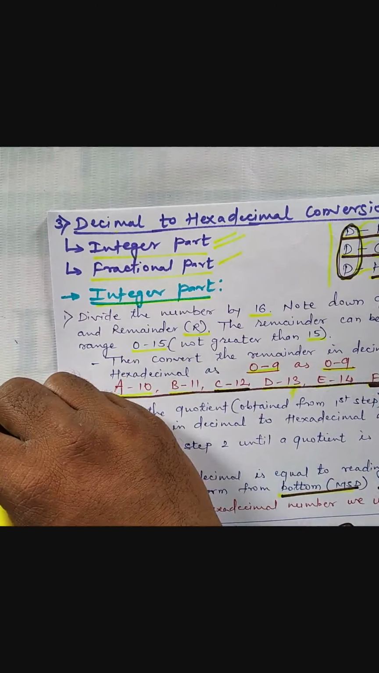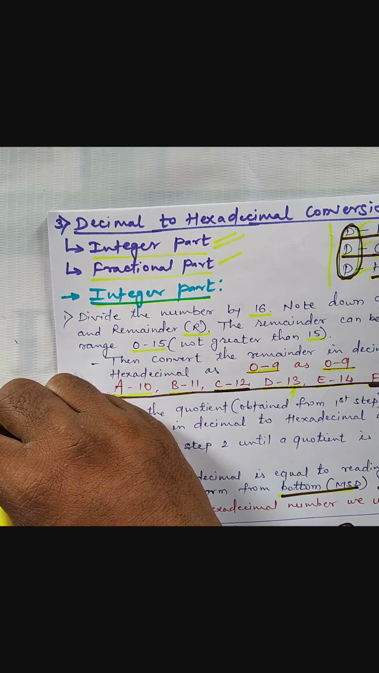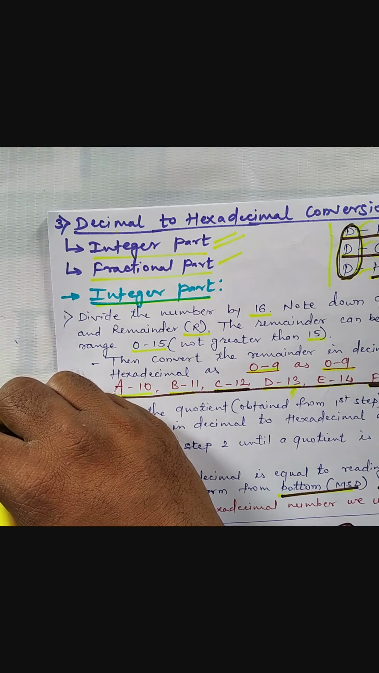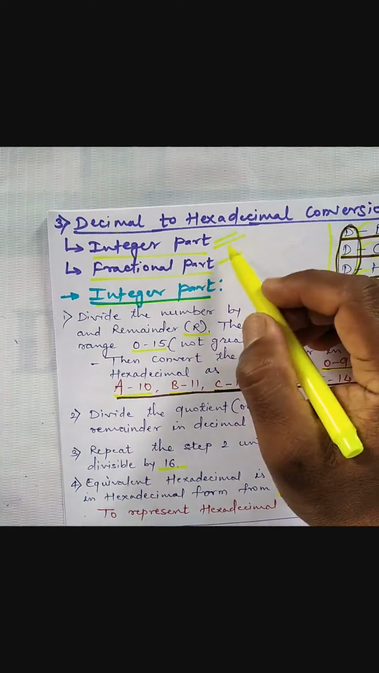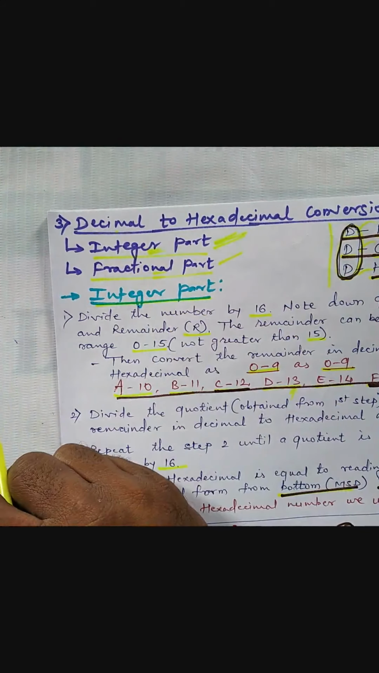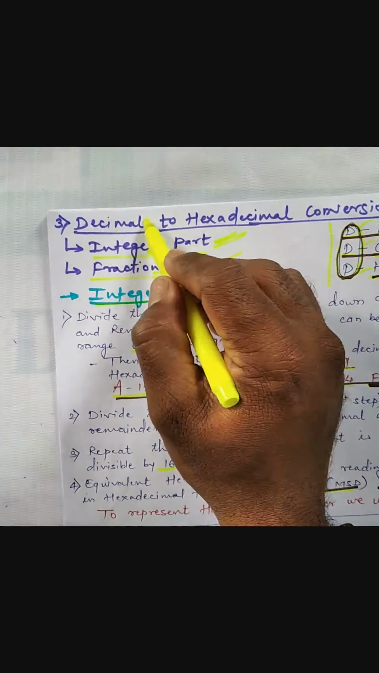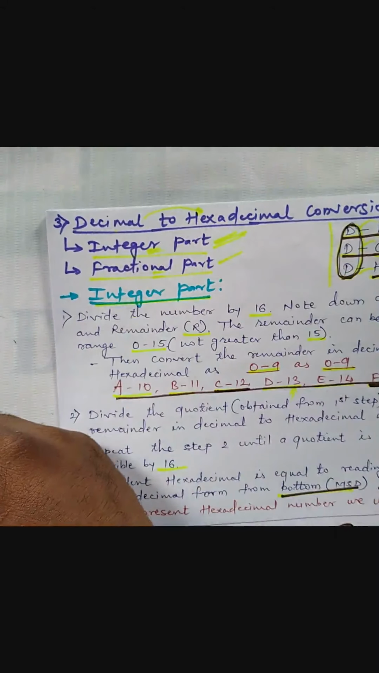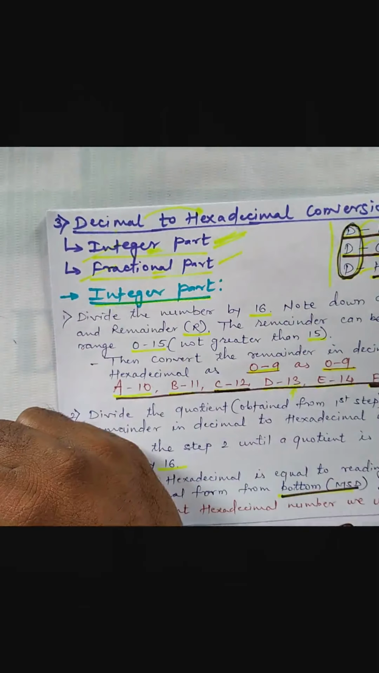So we are into our 8th lecture, and in the last lecture we discussed the conversion of a decimal number first into its equivalent binary and then into its equivalent octal number, considering both parts, the integer part and the fractional part. Now, in this lecture, we are going to see the conversion of a decimal number to its equivalent hexadecimal number. In this part also, we have the integer part and the fractional part.